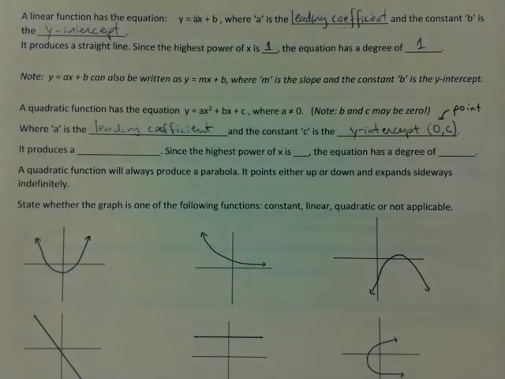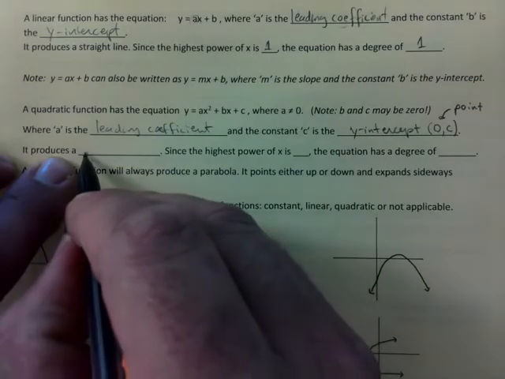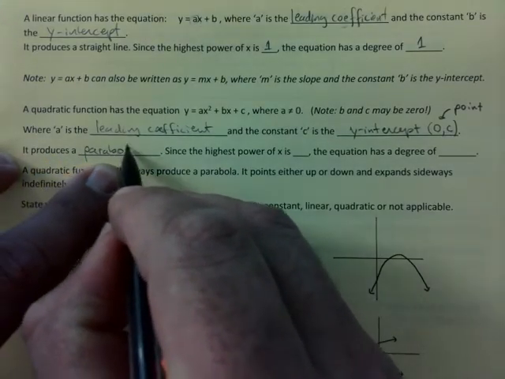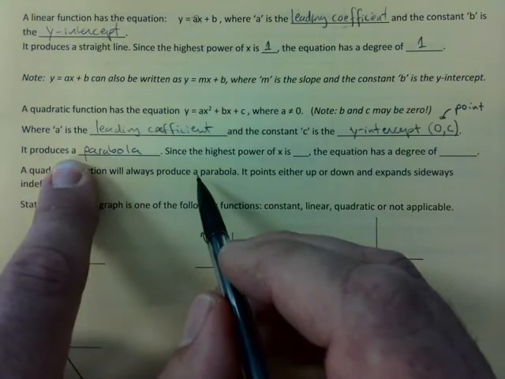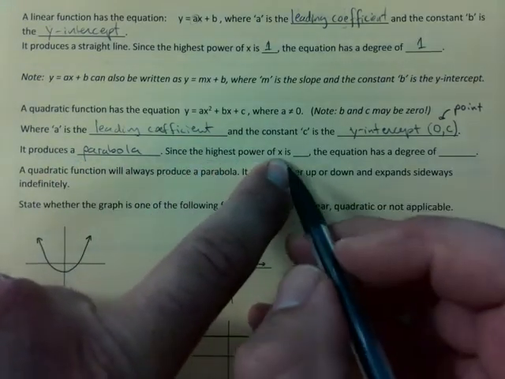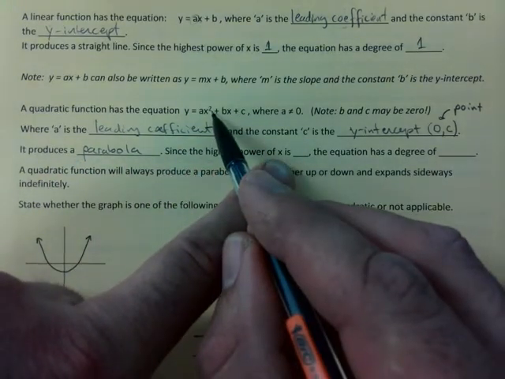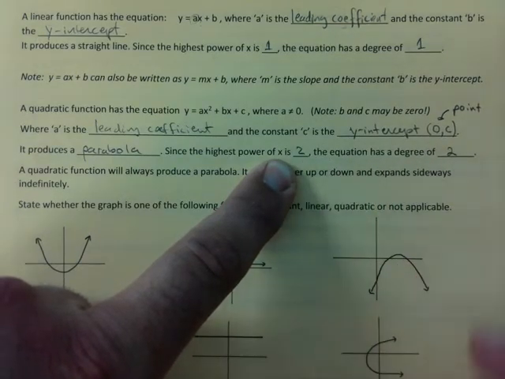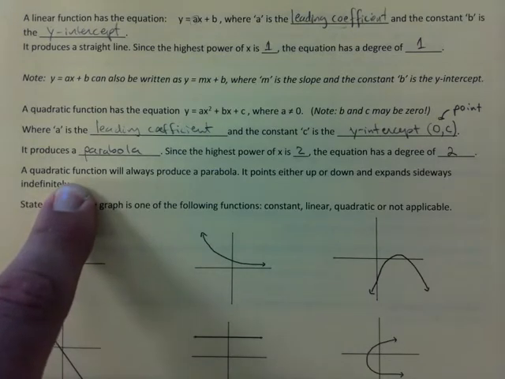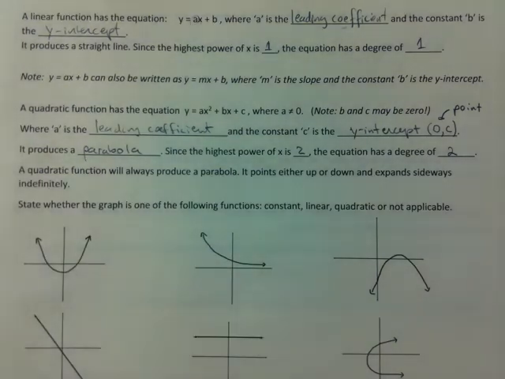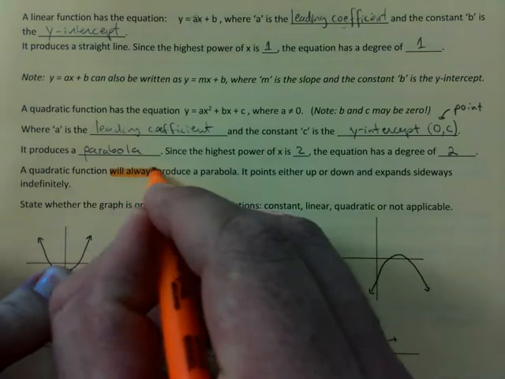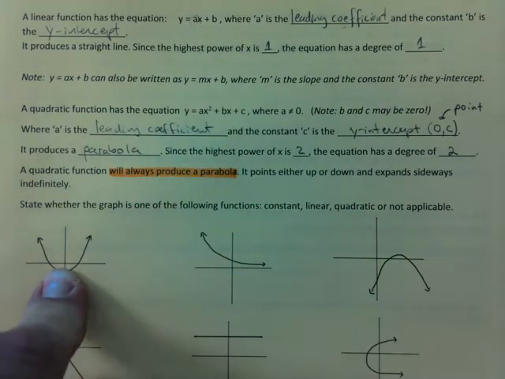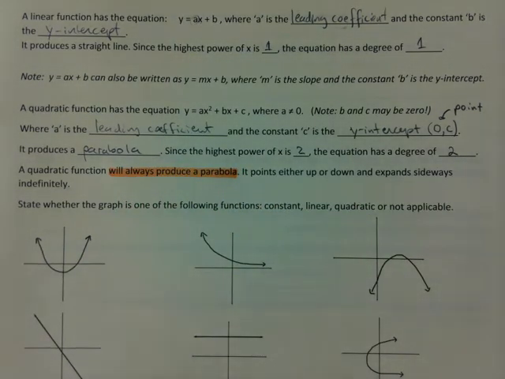Okay, it produces a parabola. Since the highest power of x is, you scan it and there's that 2, right? The equation has a degree of 2. Quadratic function will always produce a parabola, and it points either up or down and expands sideways indefinitely.